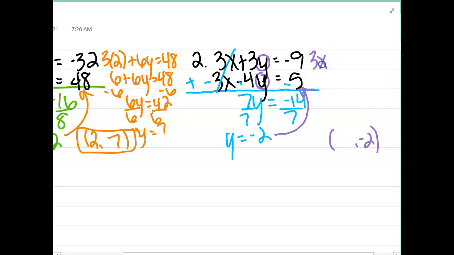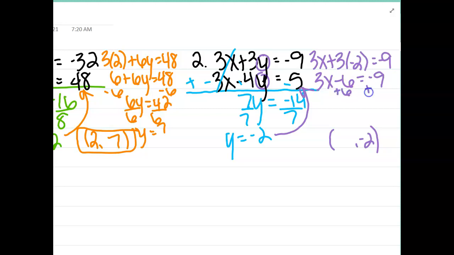So we're going to do the first equation, 3x plus 3 instead of y. We know that y is negative 2 equals negative 9. So 3 times negative 2 would give me 3x minus 6 equals negative 9. Add 6 to both sides. We'd have 3x equals negative 3. Divide by 3, we get x equals negative 1. So your answer would be negative 1, comma negative 2.